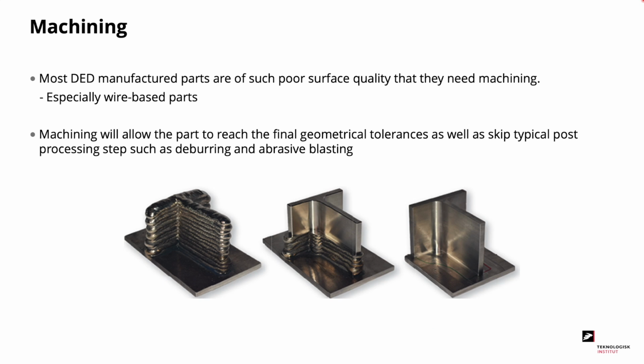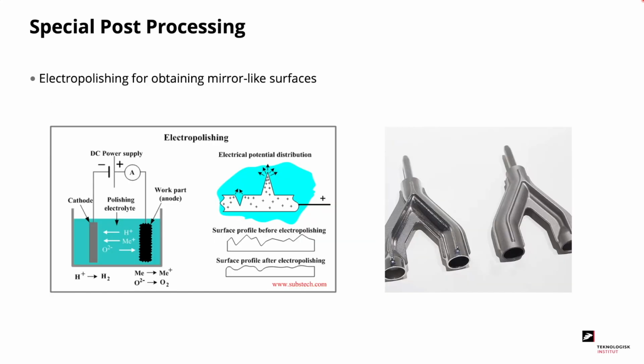Finally, since most DED manufactured parts are of such poor surface quality, they need machining, especially the wire-based parts. Machining will allow the part to reach the final geometrical tolerances as well as skip typical post-processing steps such as deburring and abrasive blasting. Some of the more special post-processing includes electropolishing for obtaining mirror-like surfaces.